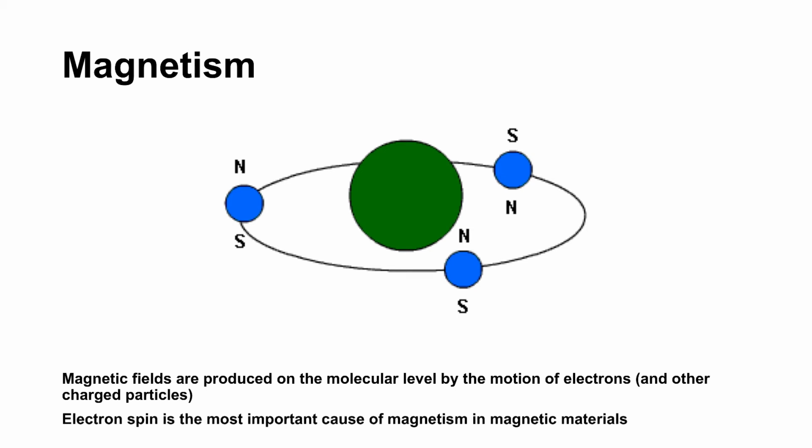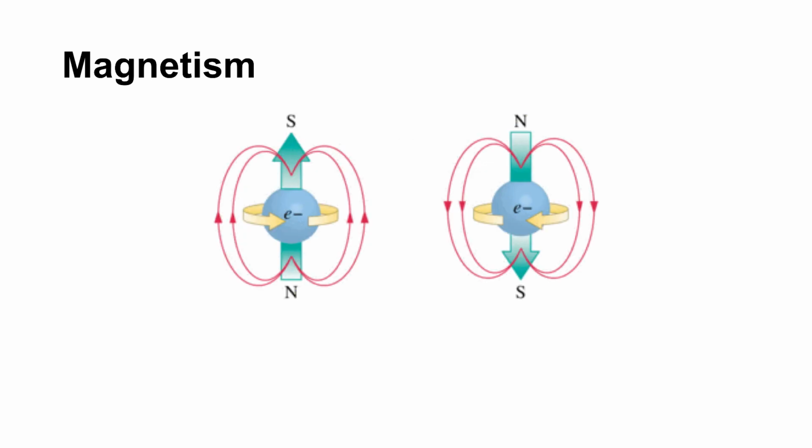So the electron spin is actually the most important of those causes of magnetism in magnetic materials. The spin of each of these electrons produces a magnetic field, as well as the fact that the electrons are moving around the nucleus, and then the spin of the nucleus also produces a magnetic field. And this is shown here.